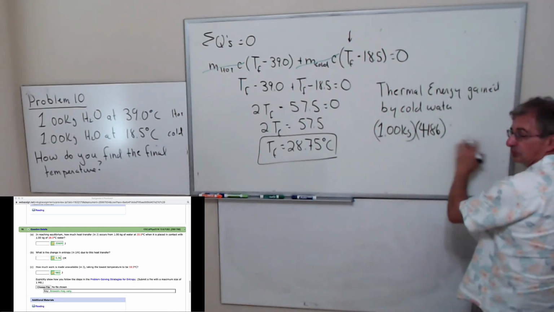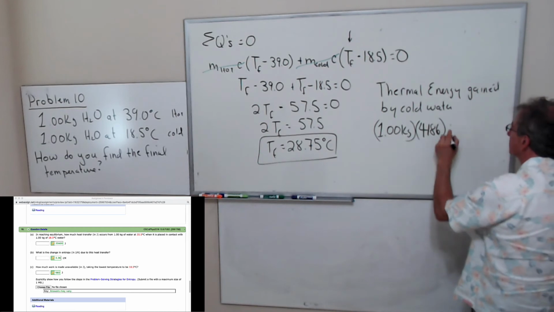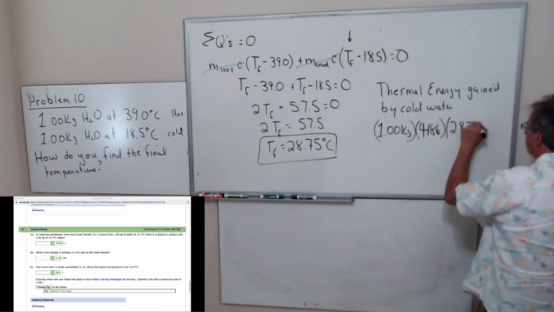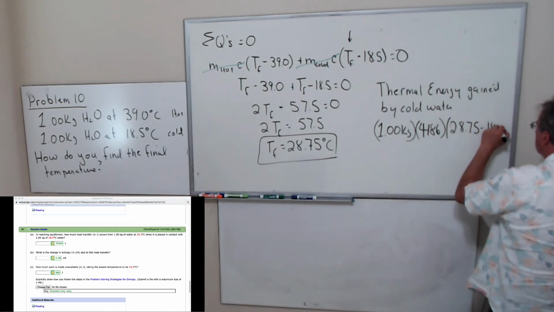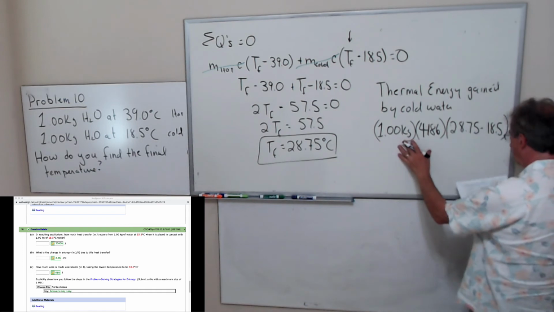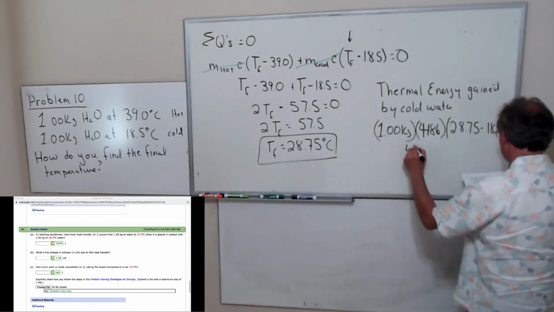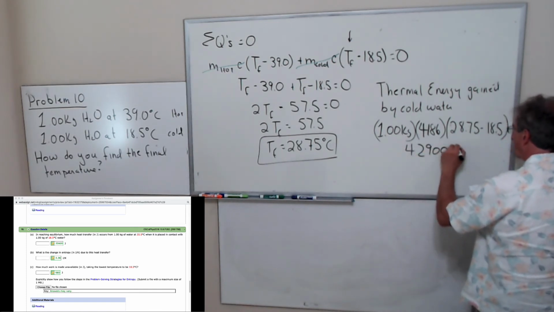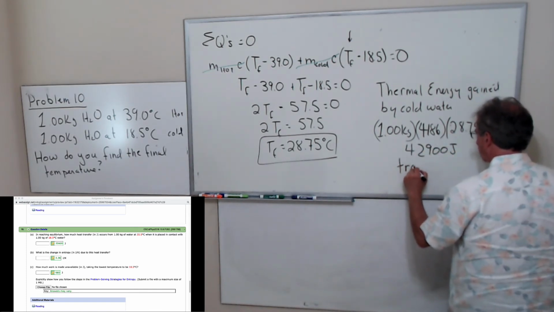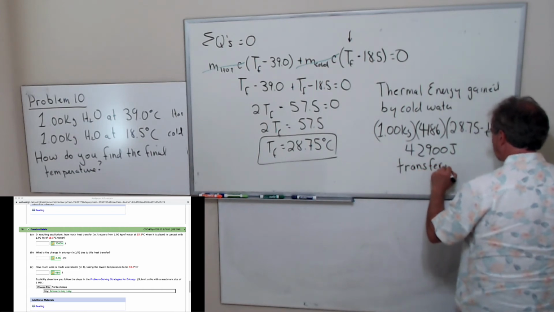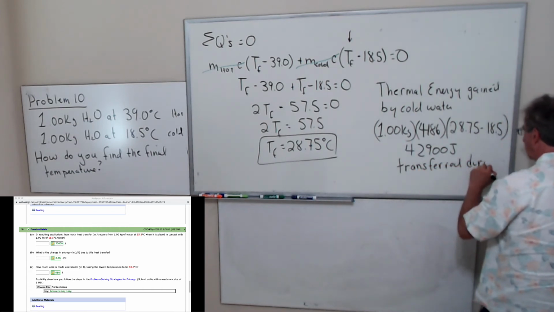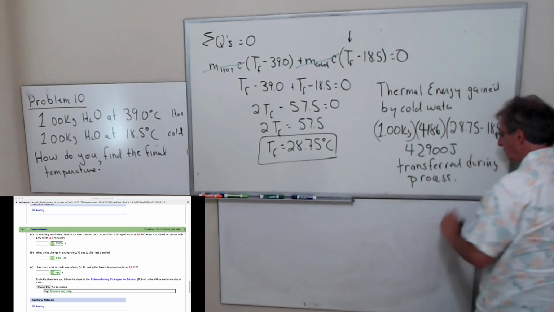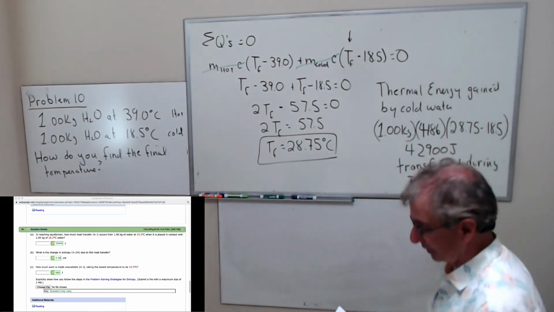And again, I don't have enough space to write all the units here, so I apologize. And then I do T final minus T initial. And so the energy transferred is that much during the process. Okay, so that's part A.